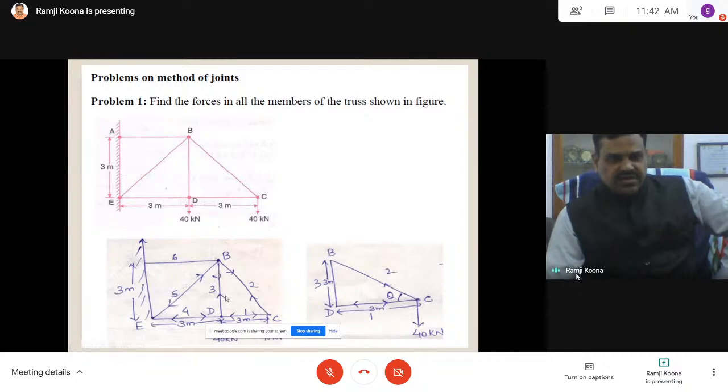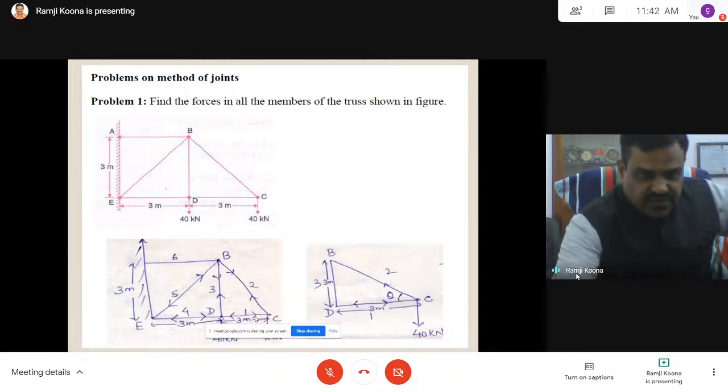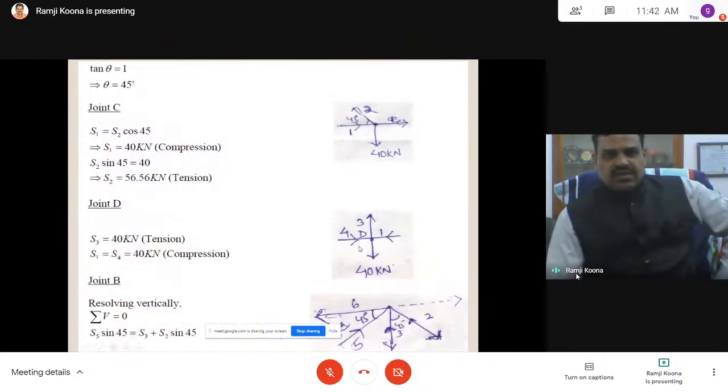This is S3, this is S4. S1 is already known. So S3, S4 and S1, and this is the load acting. Now it is simple, no resolution of the forces. S4 is equal to S1, S3 is equal to 40. That's all, directly we got. Again, the assumed direction is correct. S3 is tension and S4 is compression.